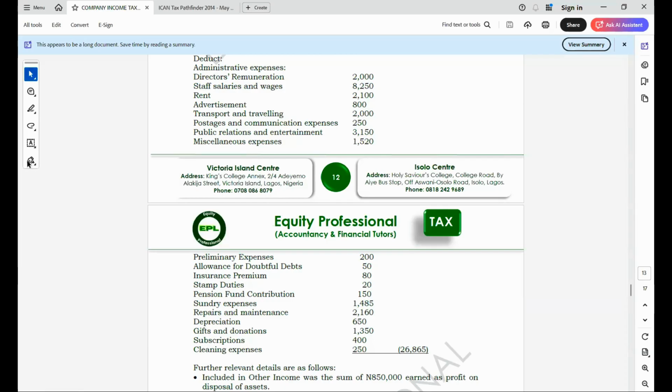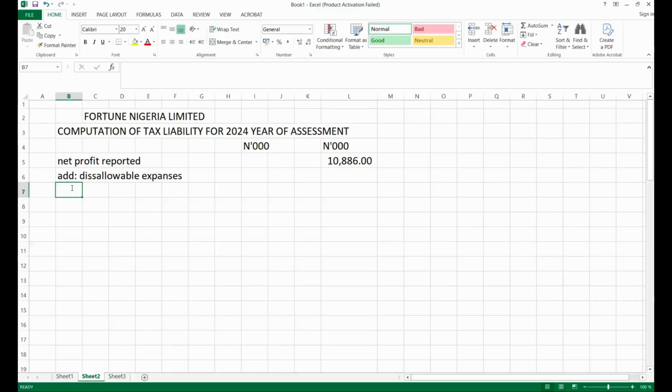So when you want to form your business, those are the expenses you incur. These expenses are not allowable. They are disallowable expenses, because it is expected that the expense will be capitalized. You are going to charge it as a fictitious asset, which will be written off year in, year out. So they cannot be allowable. So number one, preliminary expenses, 200. So let us go to our workings, so we have preliminary expenses, 200.